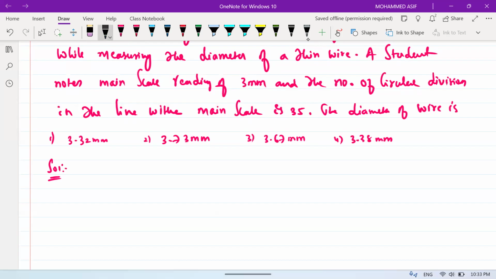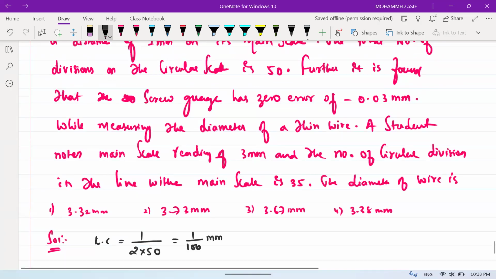Did everyone get it? Least count is equal to pitch. How much is the pitch, beta? 1 mm. How many rotations? 2 into 50 circular divisions. That means this will be equal to 1 by 100 mm. Is the point clear?